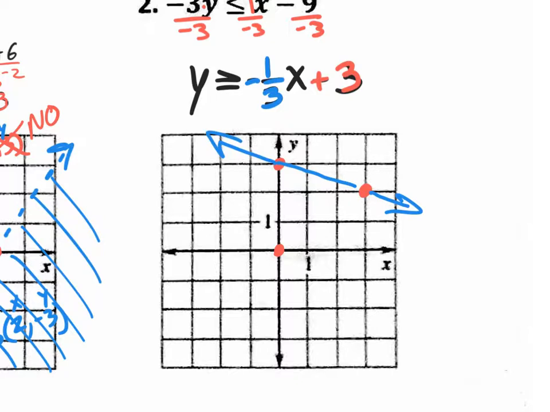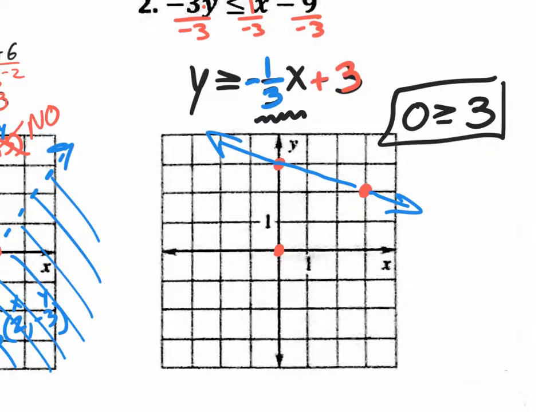So think about this. If you were to plug in 0 for x and 0 for y, and you have zeros right here instead of x and y, what's it going to say? It's going to say 0 is greater than or equal to 0. Negative 1/3 times 0, it's going to be 0 plus 3 is going to be 3. So is this a true statement or false statement? 0 is greater than 3. No. That's false.